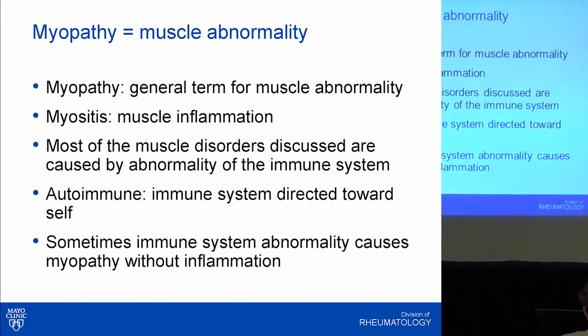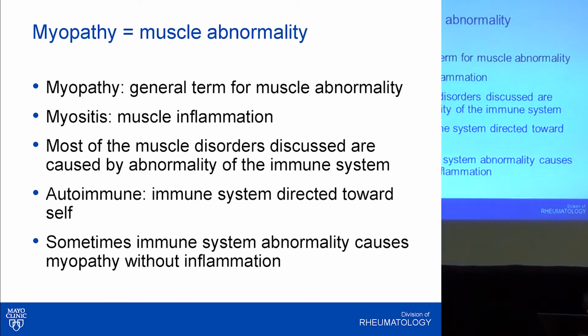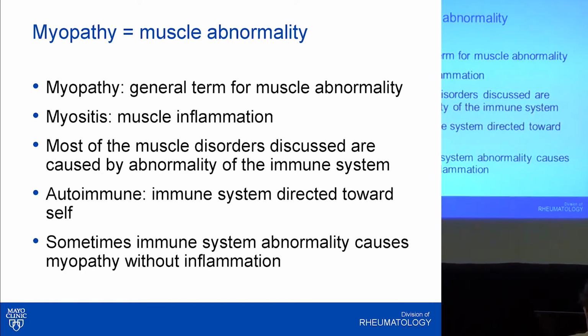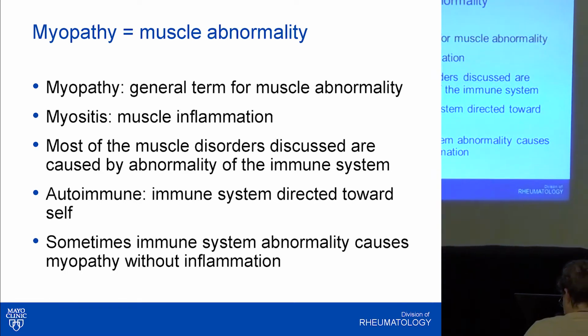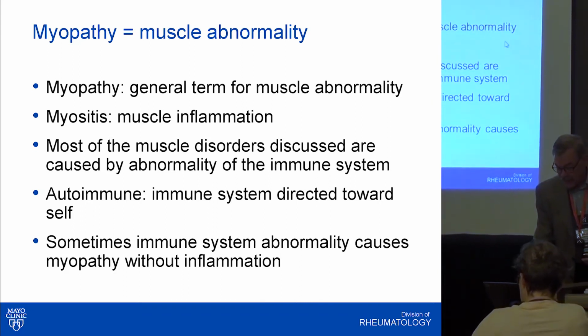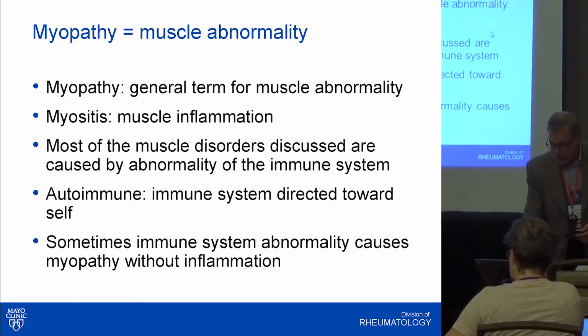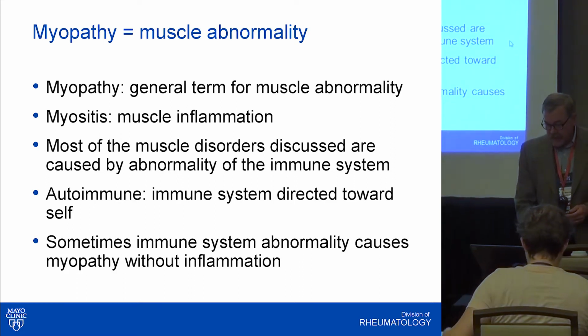The other term that gets used is myopathy. So the pathy part means it's abnormal. So this is abnormal muscle. So myopathy is a general term for muscle abnormality. Myositis is muscle inflammation.